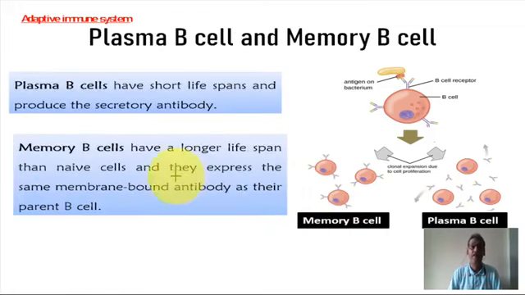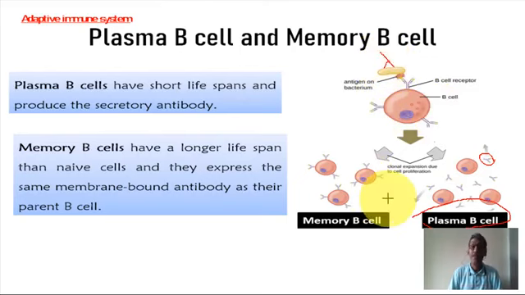If you want to see the differences between these two types of cell, plasma B cells, which are also known as effector B cells, have a very short lifespan, but they produce secretory antibody. They release secretory antibody, and these secretory antibody molecules with the same specificity will bind to these kinds of antigen molecules wherever they are found in the system. They will be mixed with blood and lymph, reach every corner, and try to bind to these antigen molecules.